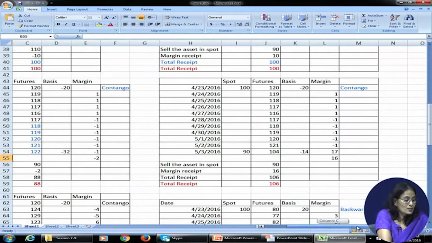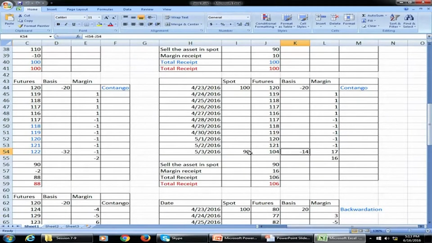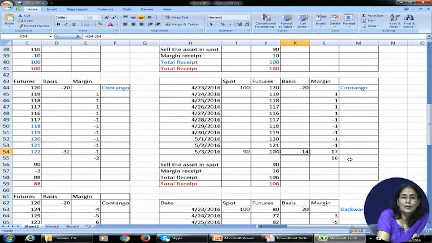Now let's go to the next combination. Similarly, you have a contango market. Basis changes on the contract squaring up date. Basis goes from minus 20 to minus 14. So in this case, basis has strengthened. If you remember, strengthening of basis means moving from more negative to less negative. So from minus 20 to minus 14 is treated as a strengthening of the basis. When basis has strengthened, let's see what is happening. His total receipt is not 90, his total receipt is 90 plus 16, that comes to 106.